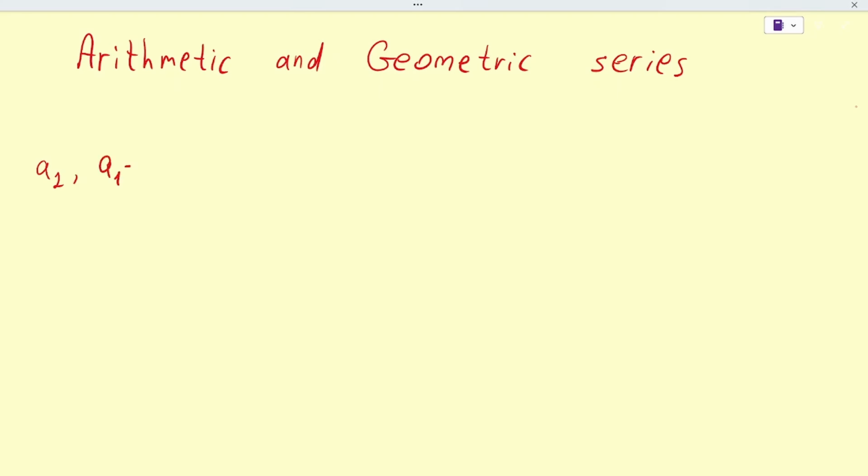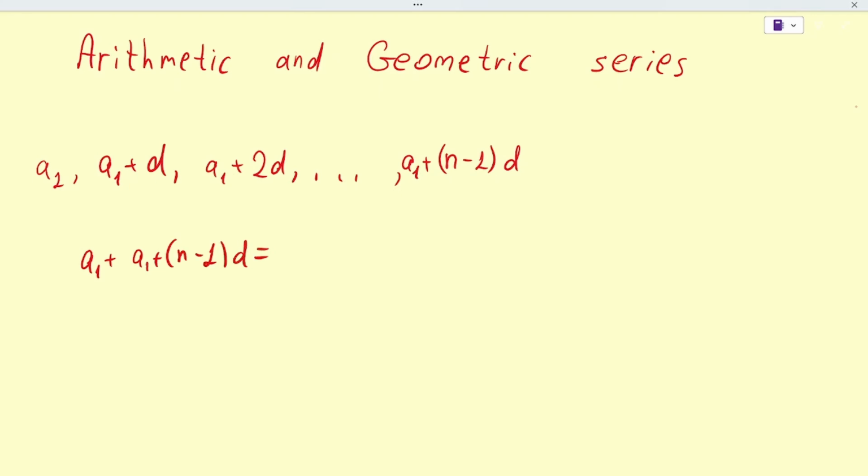Every arithmetic series can be given as the first element a1 and common difference d. So the second element will be a1 plus d, the third element will be a1 plus 2 times d, and so on. And the nth element will be given by the formula a1 plus n minus 1 times d. Here we can easily see that the sum of the first and last value equals the sum of the second and second from the last value. So we can see that a1 plus n minus 1 times d plus a1 equals the second value a1 plus d plus a1 plus n minus 2 times d.